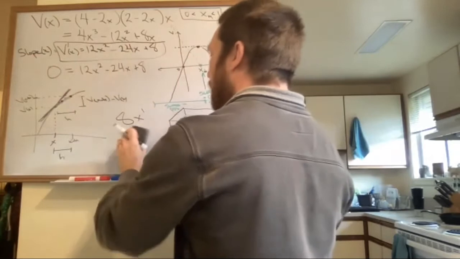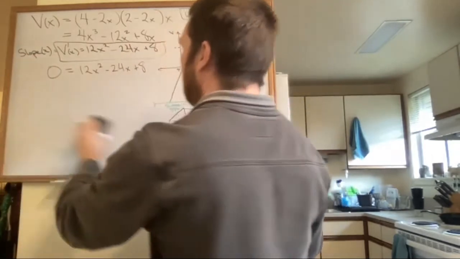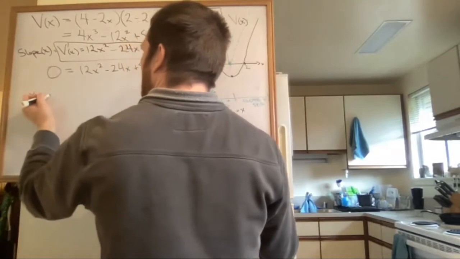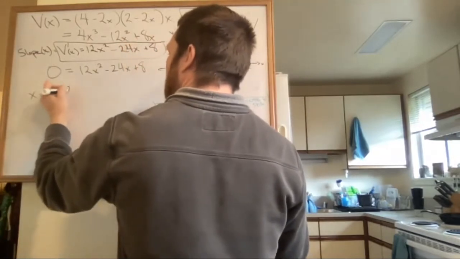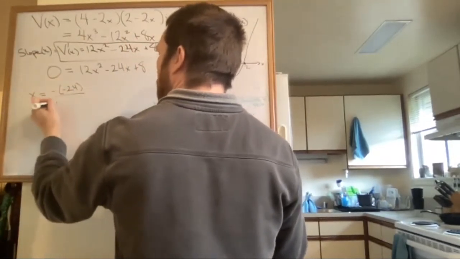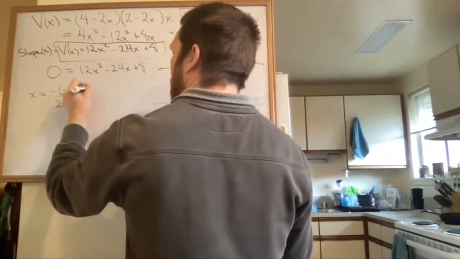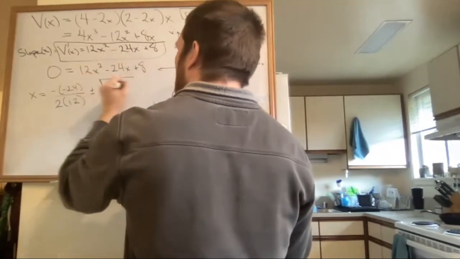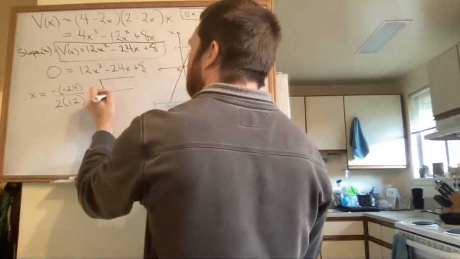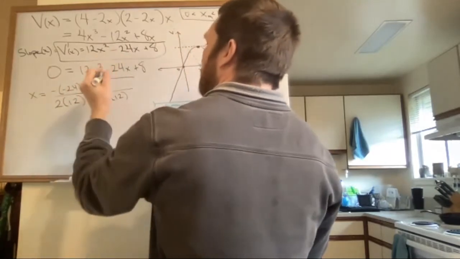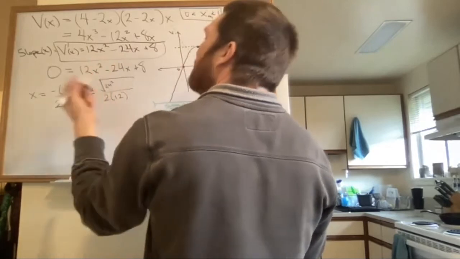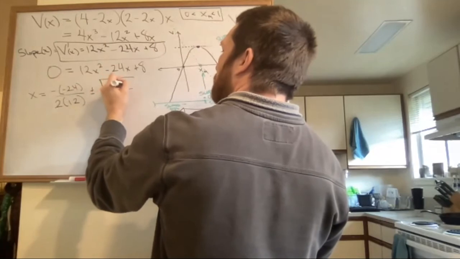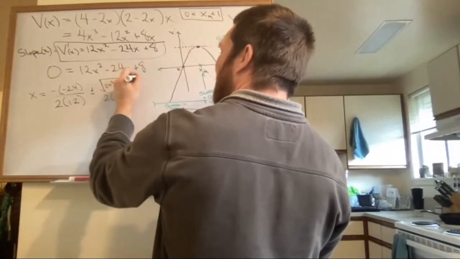And we say, okay, we know how to solve this. We could say that occurs whenever x is equal to negative 24 over 2 times 12, plus or minus the square root. I'm going to cut to the chase here. I've already calculated this, but b squared minus 4ac. So that's 24 squared minus 4 times 12 times 8.